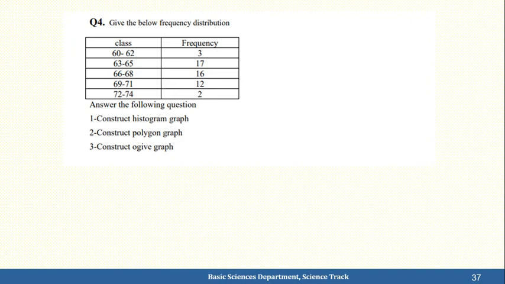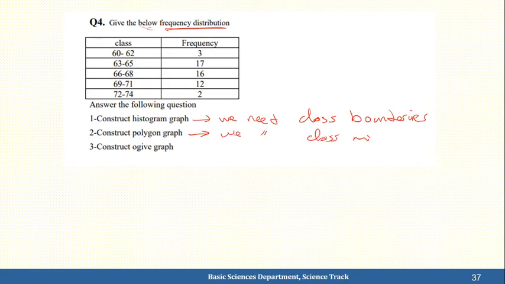Now let's do this. This is given to us, the frequency distribution in the classes, and we want to construct a histogram, a frequency polygon graph and an Ogive graph. For the histogram, we need the class boundaries. Remember this, class boundaries, we need them. For the frequency polygon, we need the class midpoints. And for this one, we need the cumulative frequency distribution.